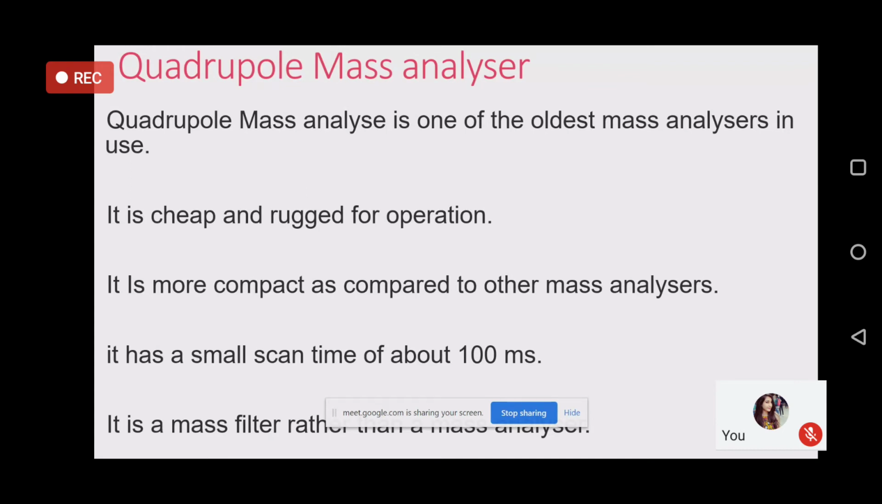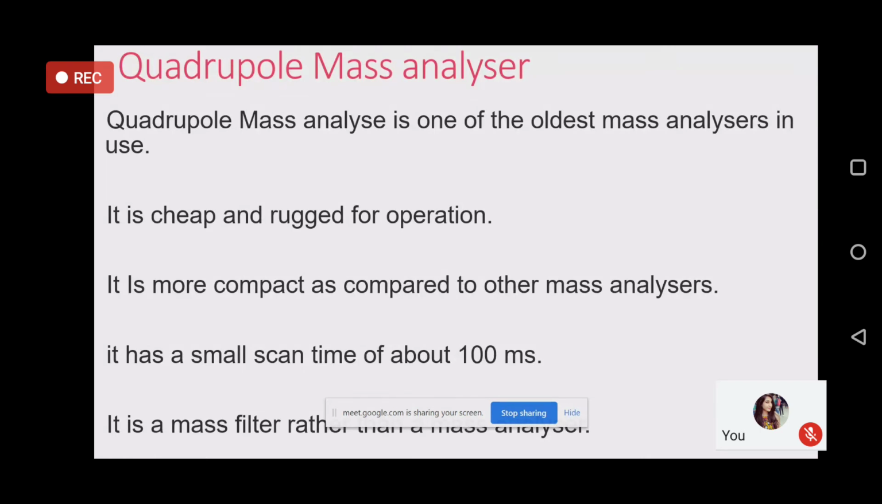Why is it called quadrupole? Quadru means four. Poles means electrodes. So instead of using two electrodes, the mass analyzer is using four electrodes, and that's why it is called a quadrupole mass analyzer. Quadru means four and poles means electrodes. So four electrodes are used, electric field obviously, and therefore it is called the quadrupole mass analyzer.